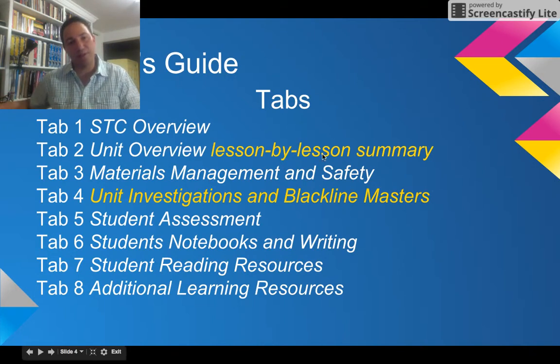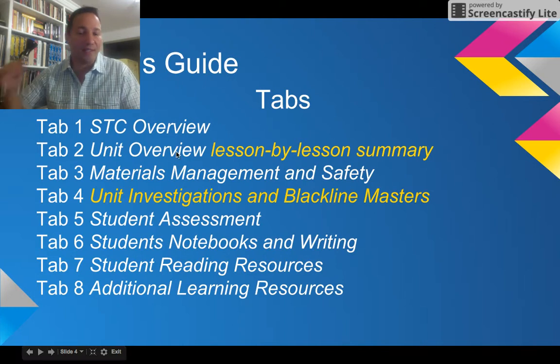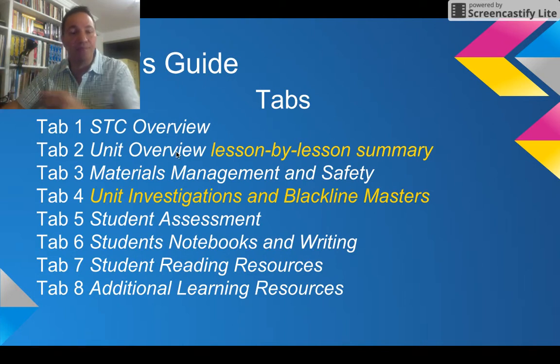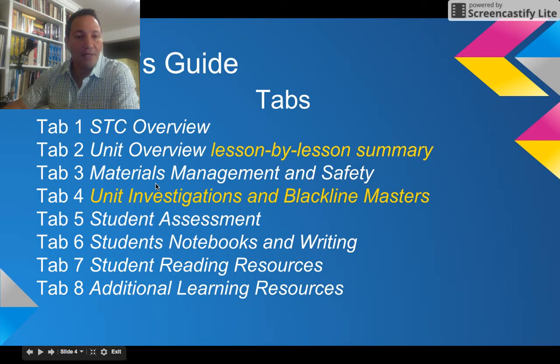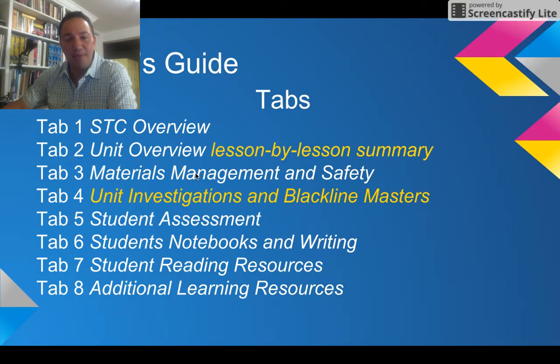So the way that the binder is set up is through tabs. There are a total of 8 tabs in this binder. The first tab is the overview. The second tab gives you the unit overview, and it has the lesson by lesson summary. The fourth tab has the unit investigations and the black line masters. This is the tab you're going to be using the most when you're working with this unit.